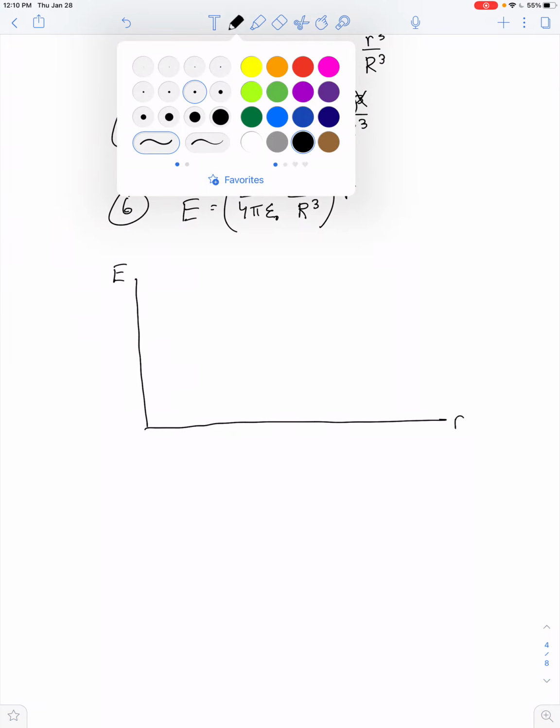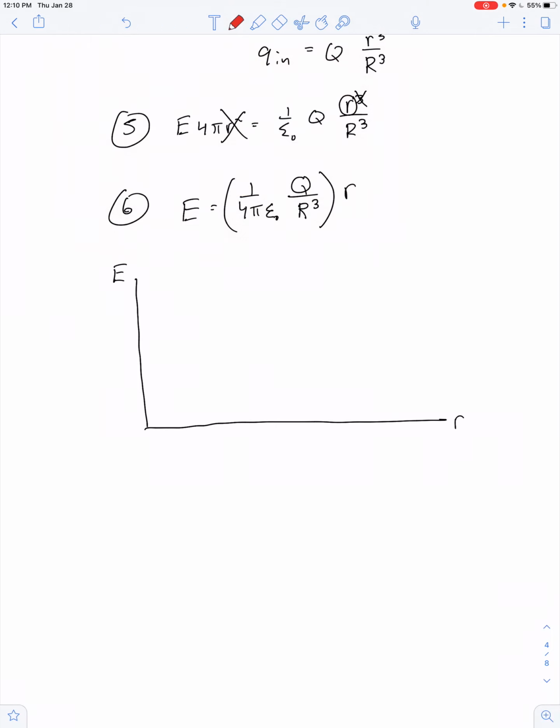So I'll remind you, in the case of a metal sphere, the electric field is 0 up to some point, and then from there decreases as a 1 over r squared proportionality. And of course, this is at the surface. Nope, that's not what we're going to get.